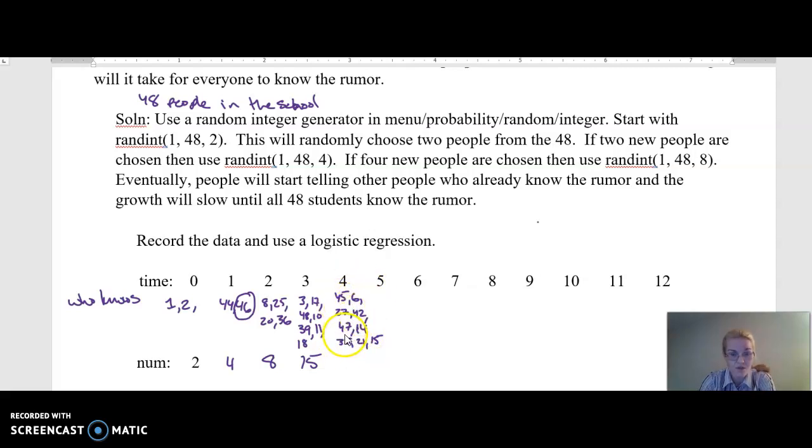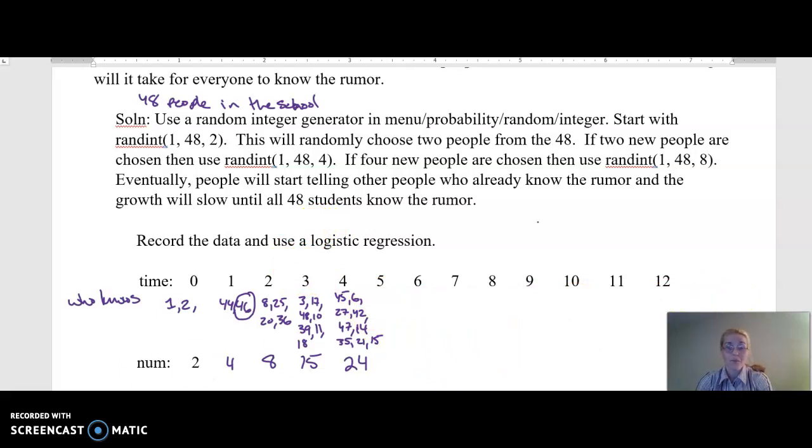So that's 1, 2, 3, 4, 5, 6, 7, 8, 9 new people. So I've got a grand total of 24 people now. So after 4 minutes, 24 of the 48 people in the school know the story. So I'm going to go ahead and pause the video, fill in the rest of this, and we'll move on.